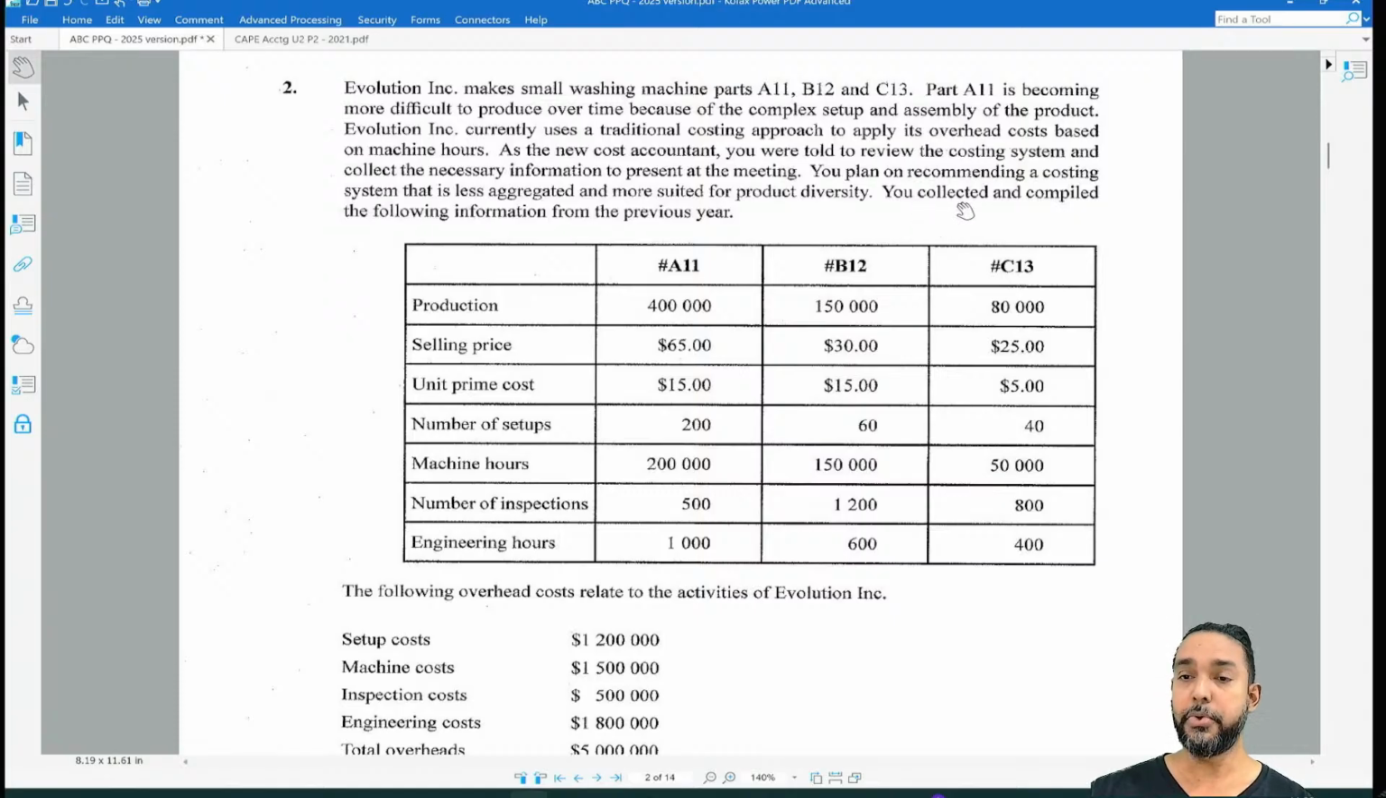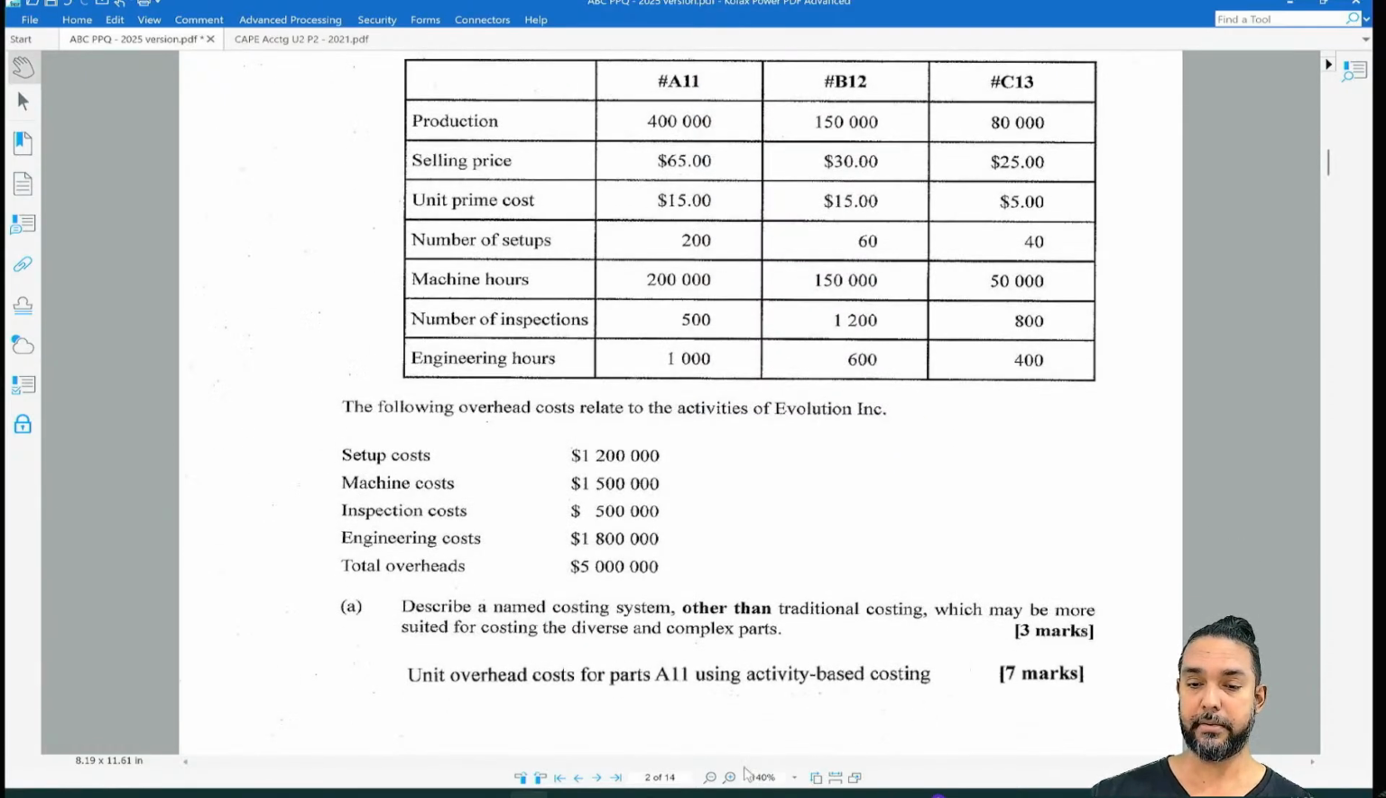So you collected and compiled the following information for the previous year. All right, so production, 400,000, 150, 80. Selling price, unit prime cost. So this is the prime cost per unit. We know prime cost is direct materials, direct labor, and other direct costs. Good. Number of setups, 200, 60, 40. Machine hours, number of inspections, engineering hours. So we have 4 sets of overhead items here now. All right.